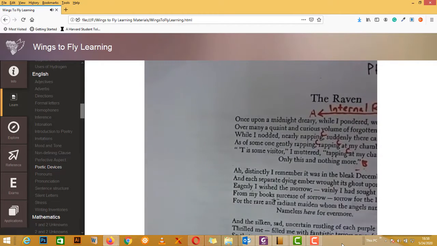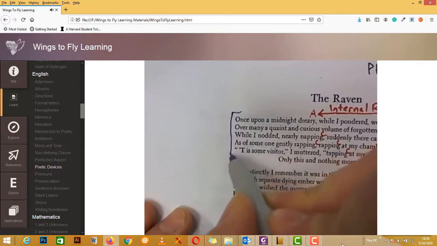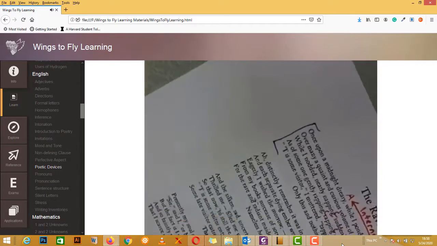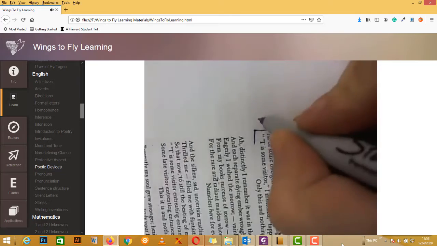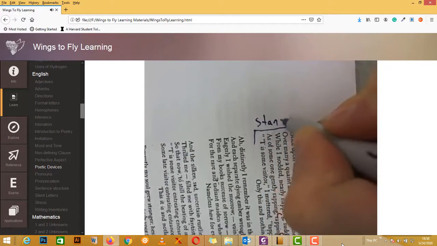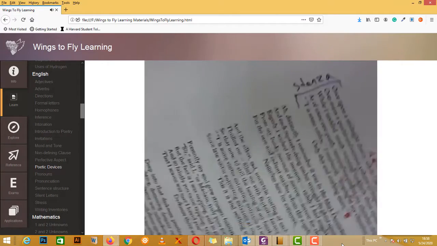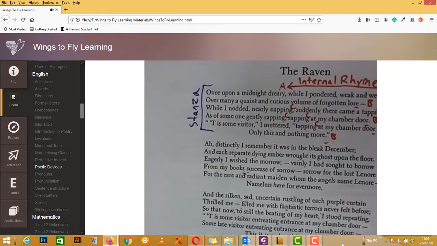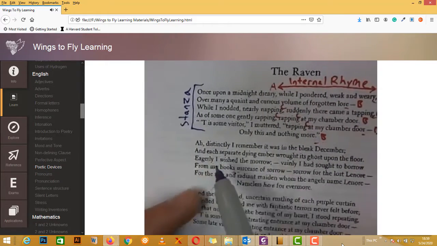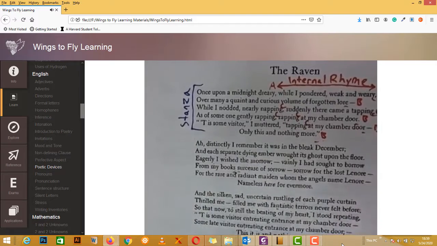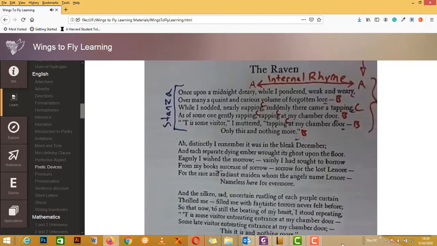One word that we need to know, which I'm sure you already do know, is stanza. As you can see, we have this set apart from the next. That's a stanza. Stanza is somewhat equivalent to paragraph in prose, and you know it's a stanza if there is a blank space between. That's it. So there's our first stanza.